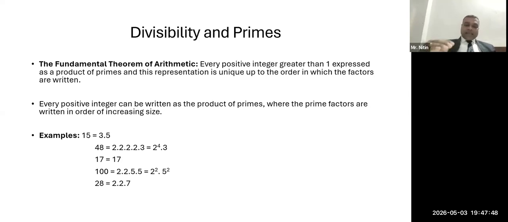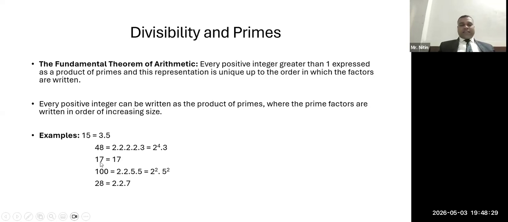And we wrote this in increasing order. So can we represent this as 3 into 2 into 2 into 2 into 2? No. As per this definition, every positive integer can be written as the product of primes. So these prime numbers we write in product form, 2 into 2 into 2 into 2 into 3, where the prime factors are written in order of increasing size.